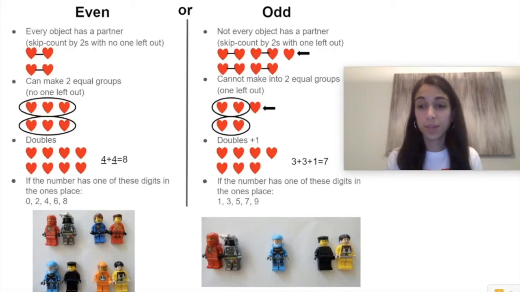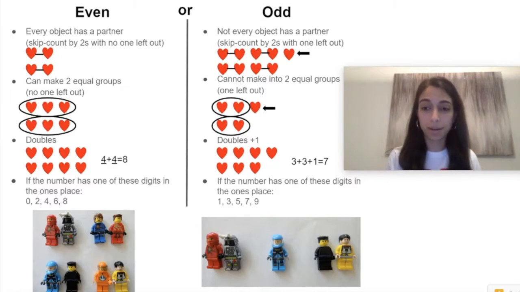This week in math, we are talking about even and odd numbers. And Ms. Shatter made this great image to help us understand what the difference between an even and an odd number is. So if you have an even amount of something, then every object should be able to have a partner or a pair.